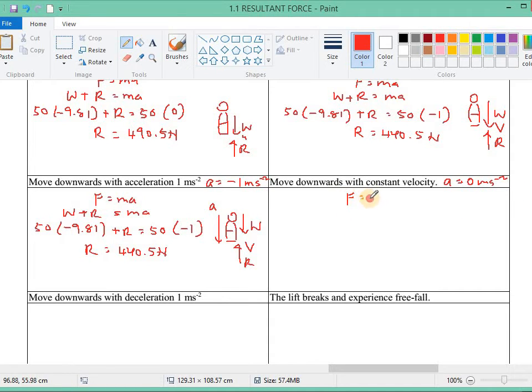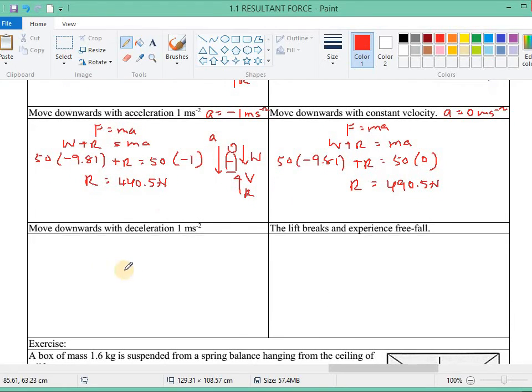So F equals to ma, weight plus reaction equals to mass times acceleration, weight 50 times negative 9.81. Mass is 50, acceleration is 0, so again the reaction will be 490.5 Newton. You see, when acceleration is 0, that means resultant force is 0. Resultant force 0, that means the force down and the force up is balanced. So that means the reaction is equal with the weight, which is 490.5.